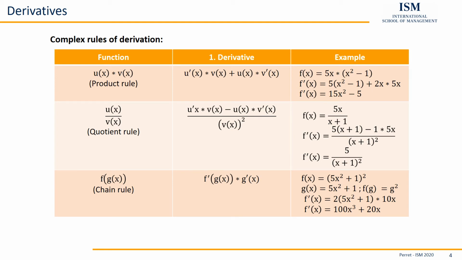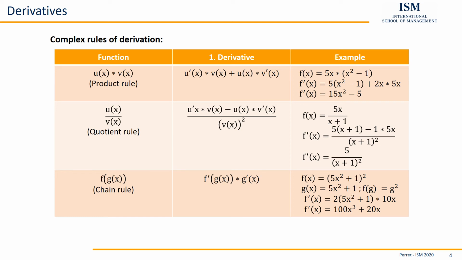Maybe this becomes a bit clearer when I take a look at the example. Here, my function is in parentheses 5x squared plus 1, and then to the power of 2. So I have basically an inside function, that's a function g, which is 5x squared plus 1, and the outside function, where the variable is g, which is just g squared. So I first take the derivative of the outside function, which is 2g.